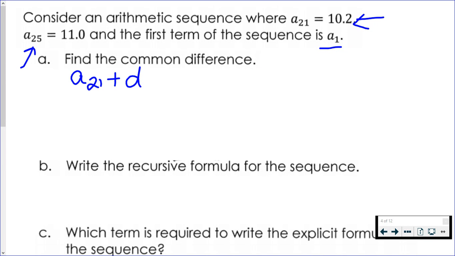Let's say I add the common difference once to the 21st term. If I add it once, that gets me to the 22nd term. If I add it again, I would be at the 23rd term. Again is the 24th. And then again would be the 25th term. So starting with the 21st term, if you add the common difference 4 times, you have now moved to the 25th term.